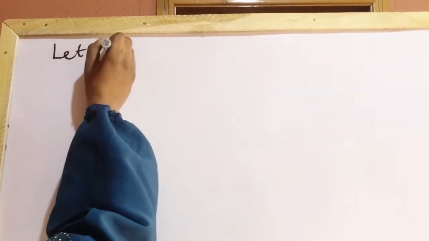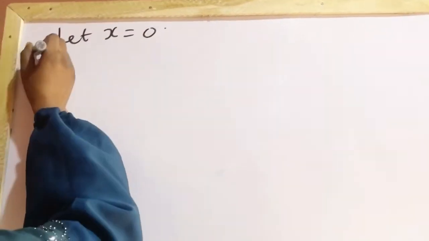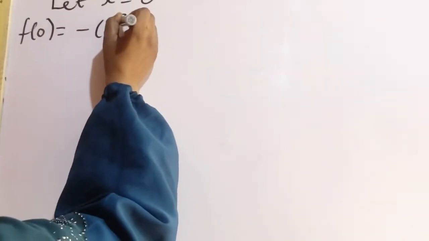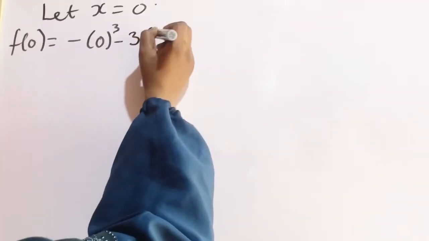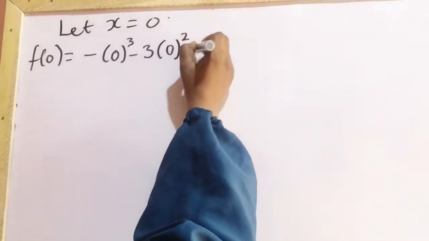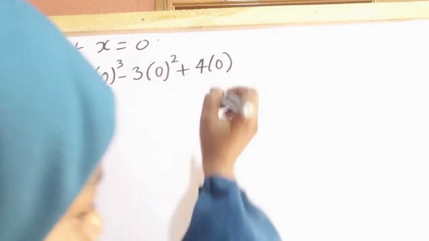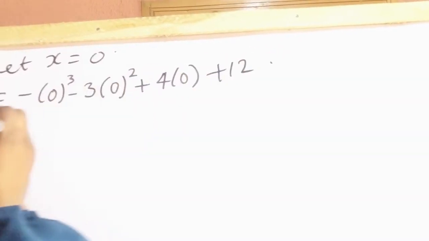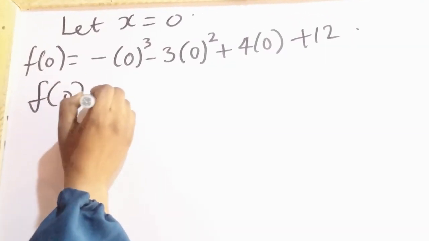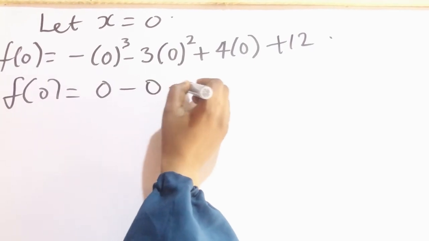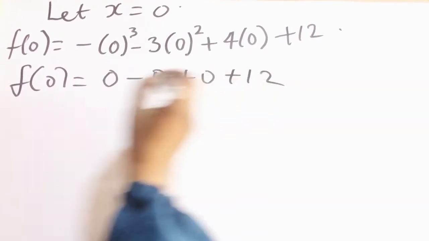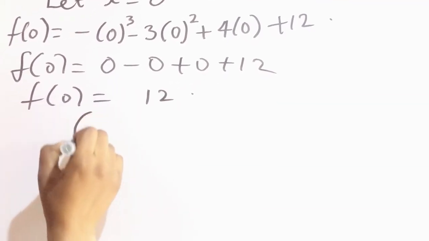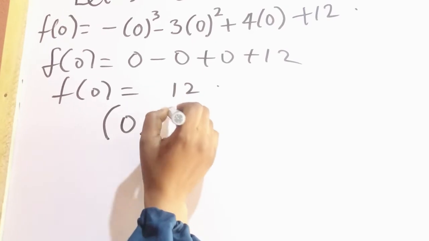Let x be equal to 0. So f of 0 will be equal to minus 0 cubed minus 3 multiplied by 0 squared plus 4 multiplied by 0, then plus 12. So f of 0 will be equal to 0 minus 0 plus 0 plus 12. So f of 0 will be equal to 12. That is, when x is equal to 0, y is equal to 12.